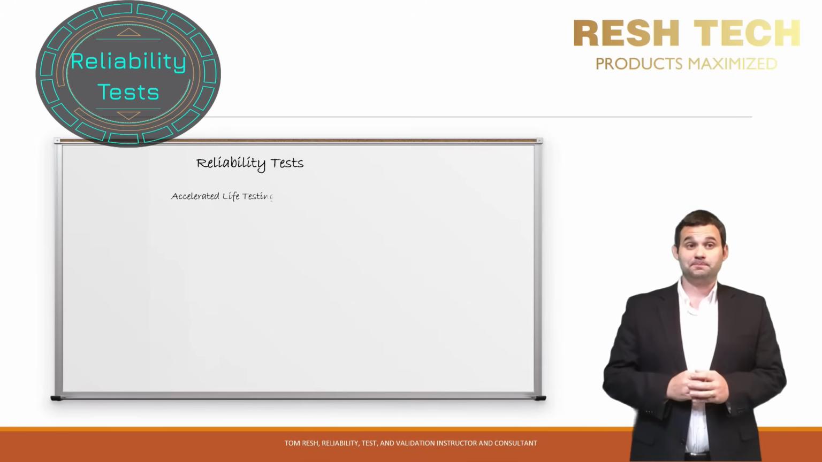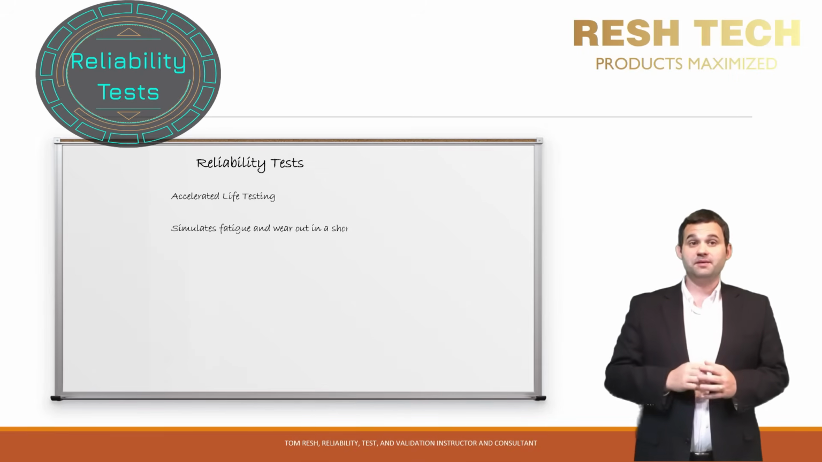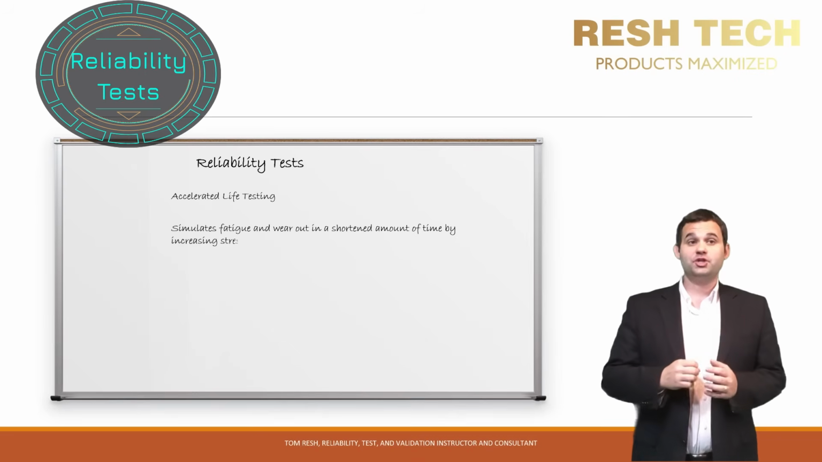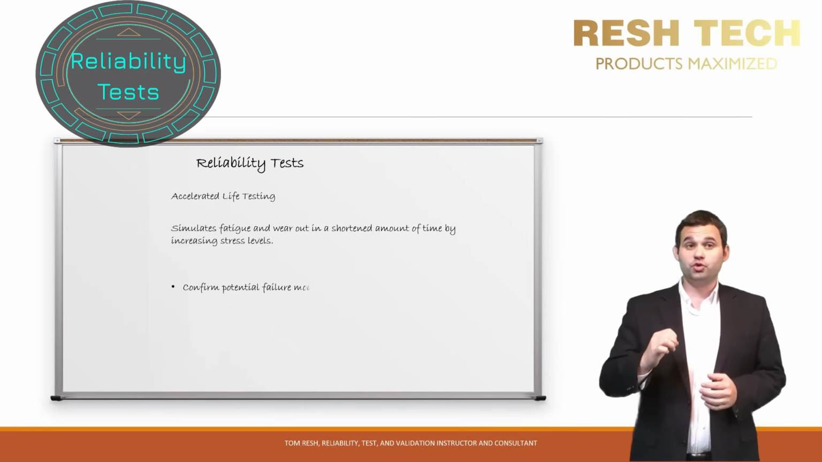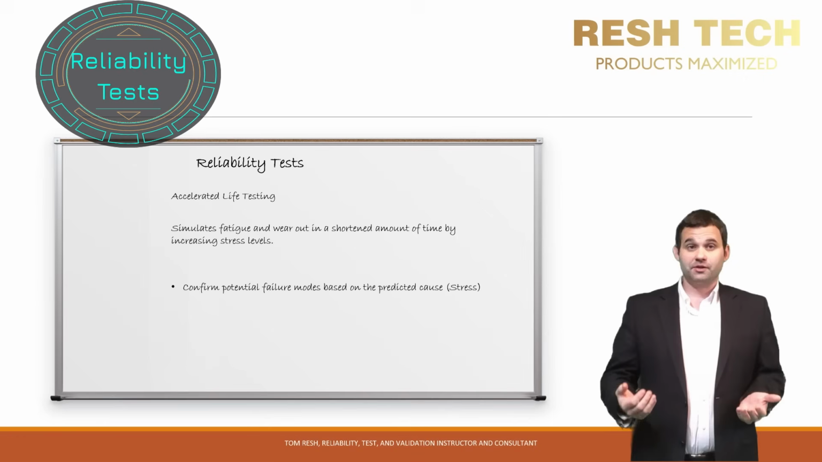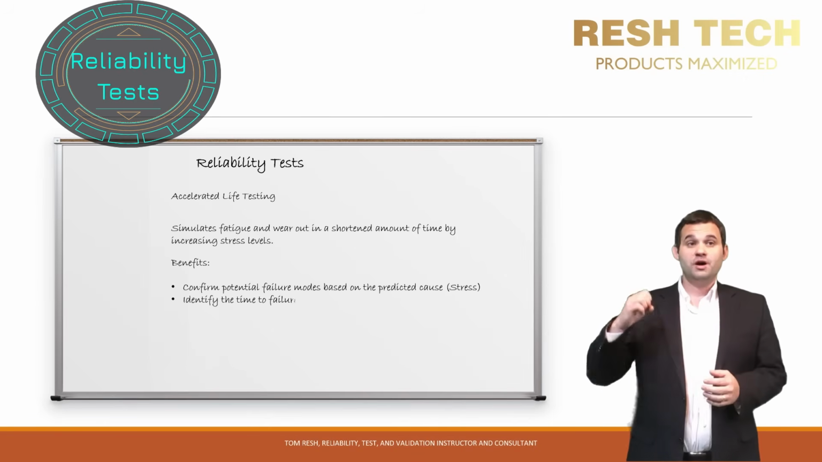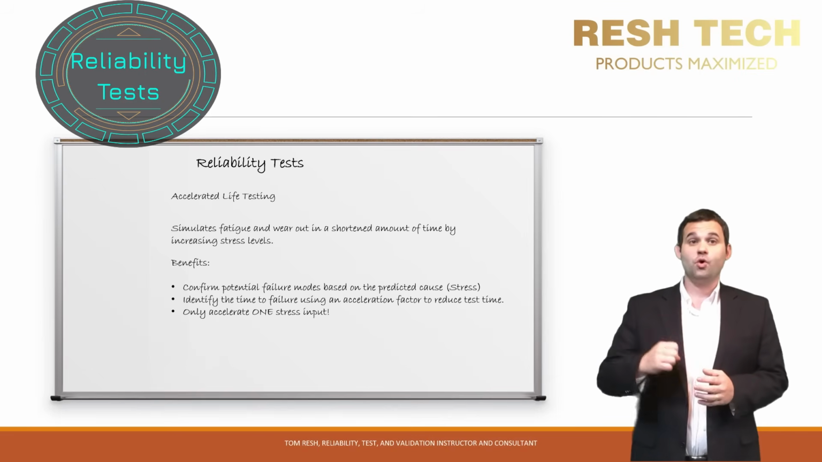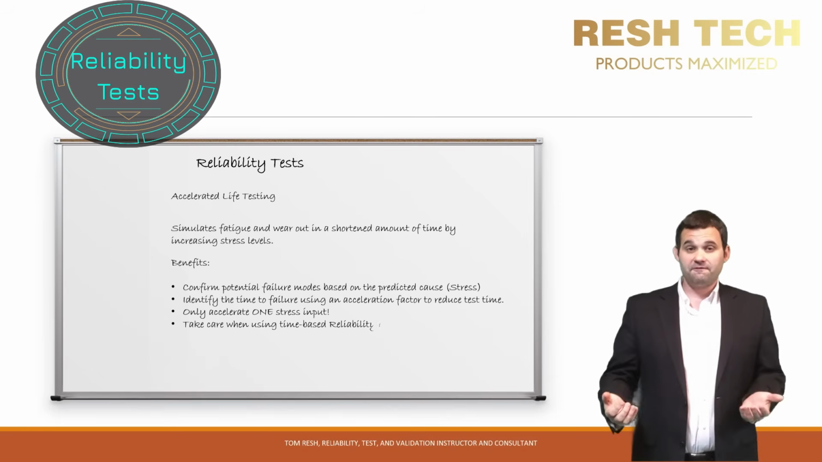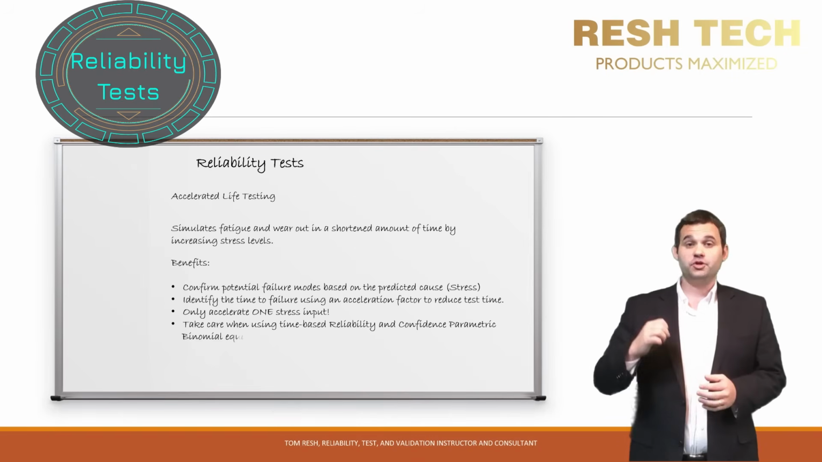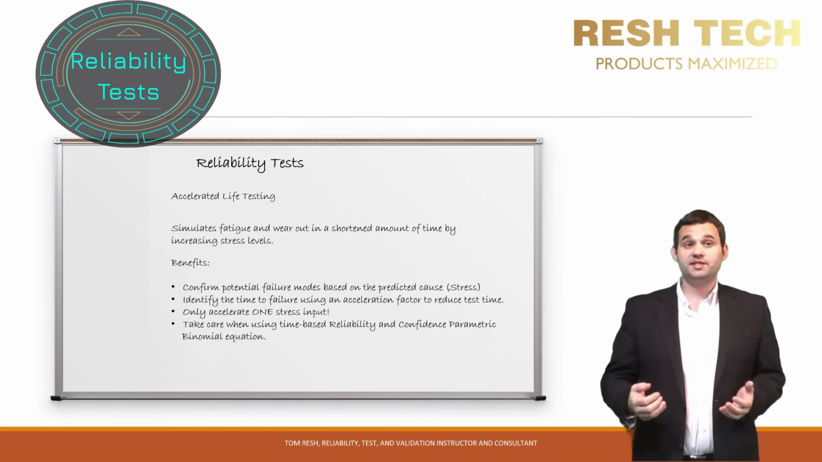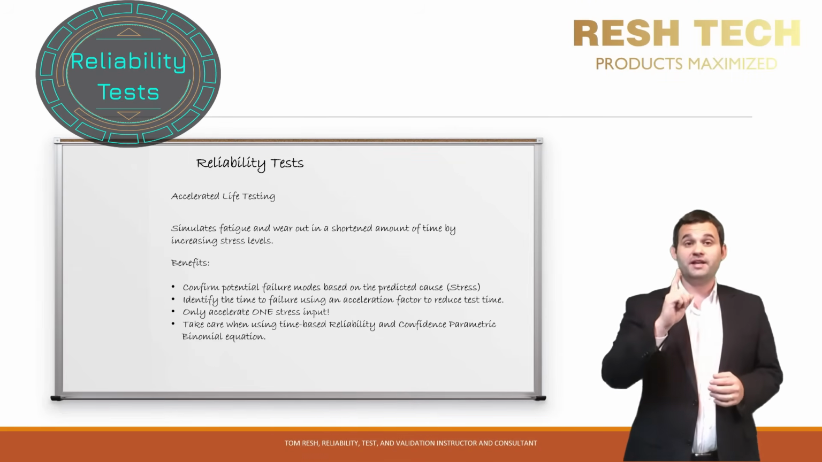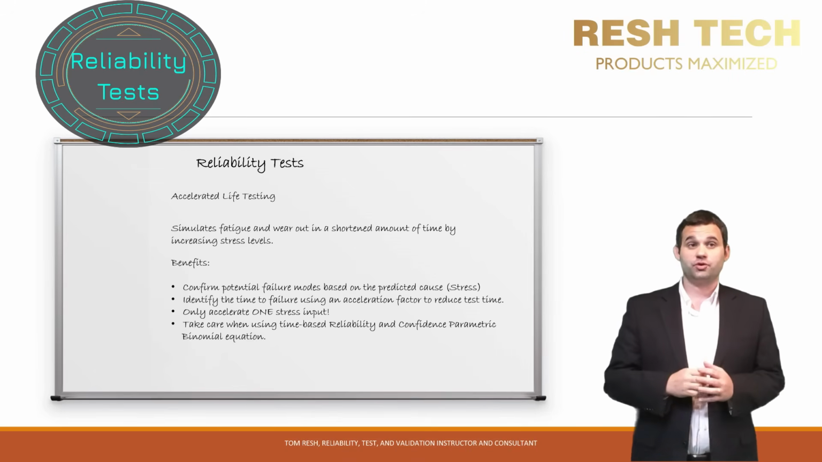Accelerated life testing. Accelerated life testing simulates fatigue and wear out in a shortened period of time by increasing stress levels. Accelerated life testing can help you confirm potential failure modes based on the predicted cause or stress input. Identify the time to failure using an acceleration factor to reduce test time. Only one acceleration factor should be used as a stress input.